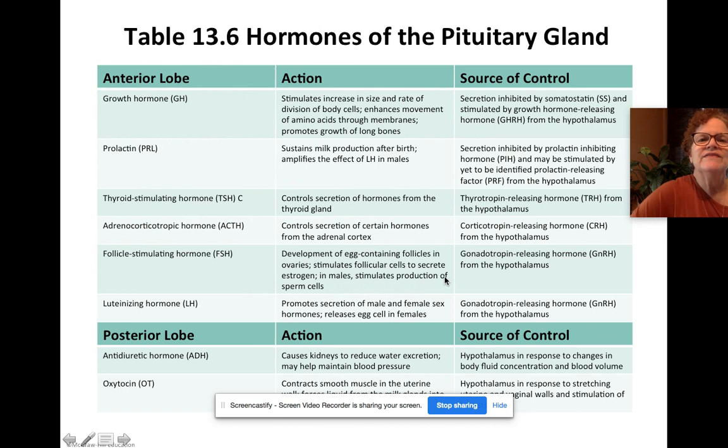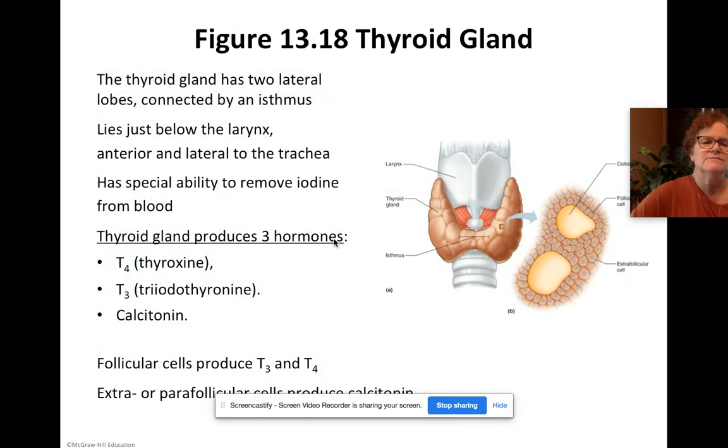So here we go. This is the table that you want to take a look at for the action and the source of the control. Read through that, be familiar with some of these, or know how to use that chart to process some things, okay? So you've got our thyroid gland here. Try to figure out where that is in your body. You can feel your larynx up here in your neck.